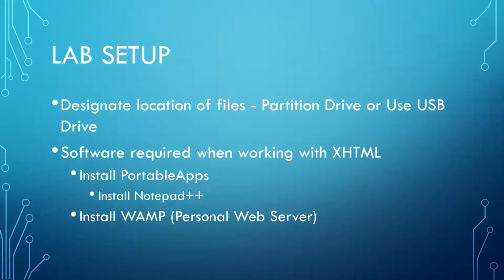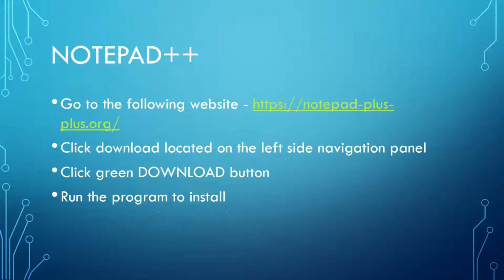So we're going to start by setting up our lab. To do that, we have to first designate a location for the files. We can either partition our drive, use a USB drive, or even just designate a folder on our root directory to store the files we're going to be working with. The next thing we're going to do is install the required software that we're going to need while working with XHTML. This is going to include installing the portable apps, which has a separate add-on for Notepad++, and then we'll install Wamp, which is a personal web server.